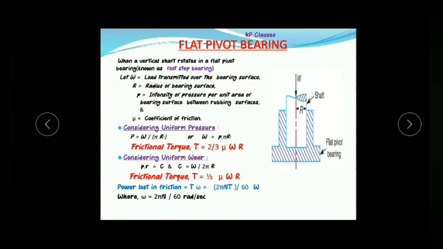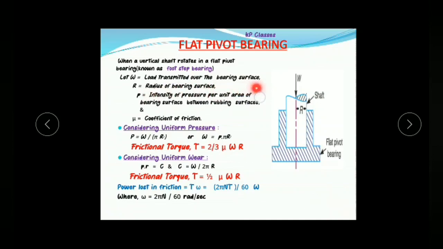Flat pivot bearing. When a vertical shaft rotates in the flat pivot bearing, it is known as a footstep bearing. For example, it is most important for the theory of machines. This is the figure, this is the shaft, and this is the bearing. The name flat pivot bearing implies that the bottom end is flat.